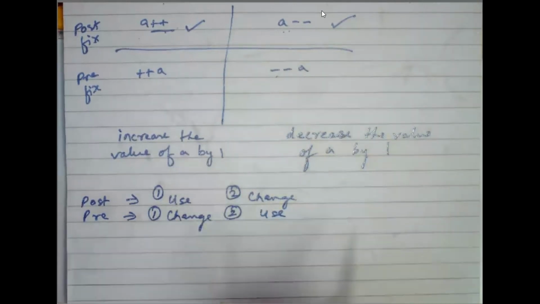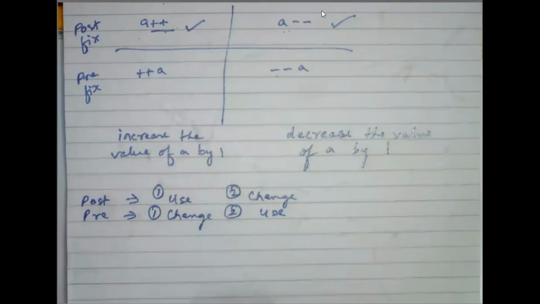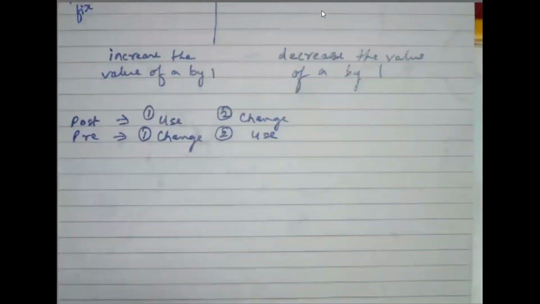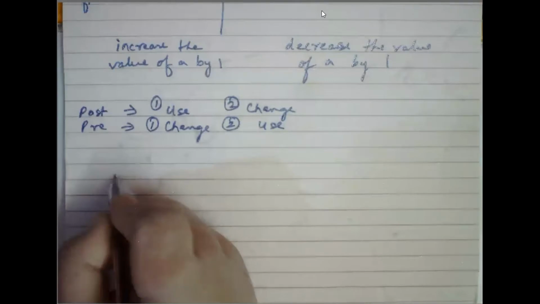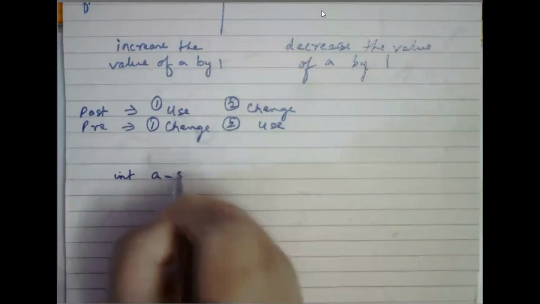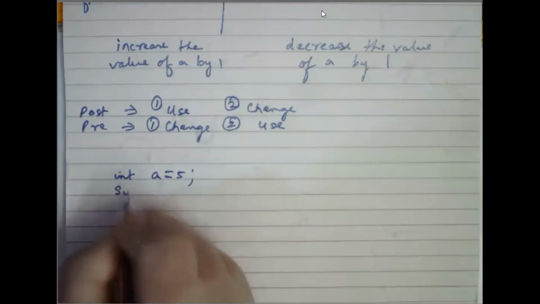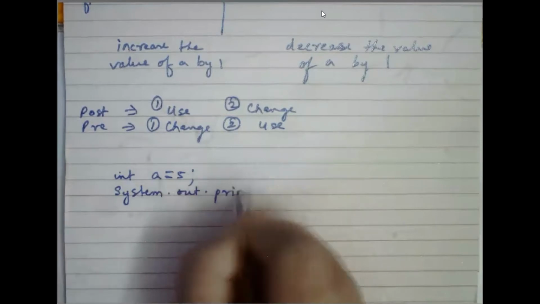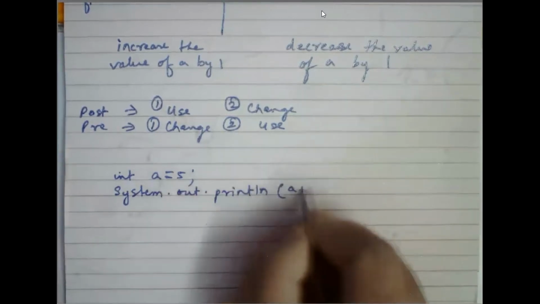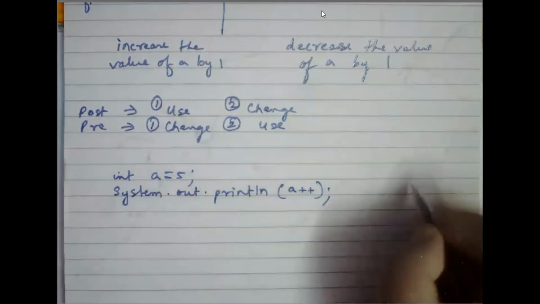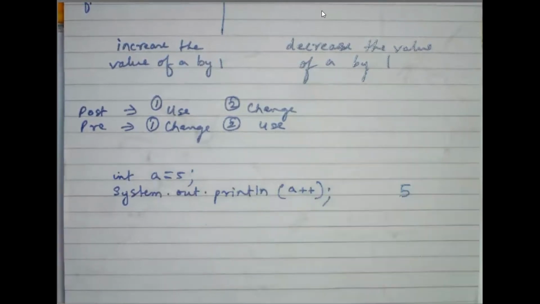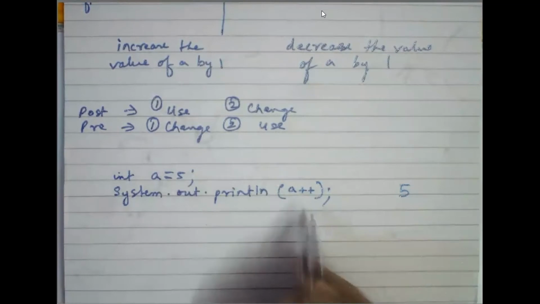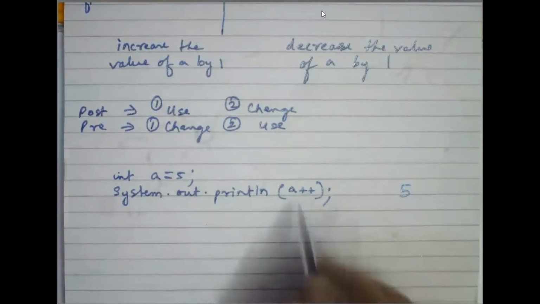Now, what is use and what is change? We will understand this with the help of an example. Suppose I have a question. Let's say int a = 5, and I have to print the value: System.out.println(a++). So I will get the output 5. Now you will say, ma'am, it's already plus plus, but first use. So I have to print the value of a. I have to use a first. Later on, I'll change it to 6. But that 6 will not be printed.